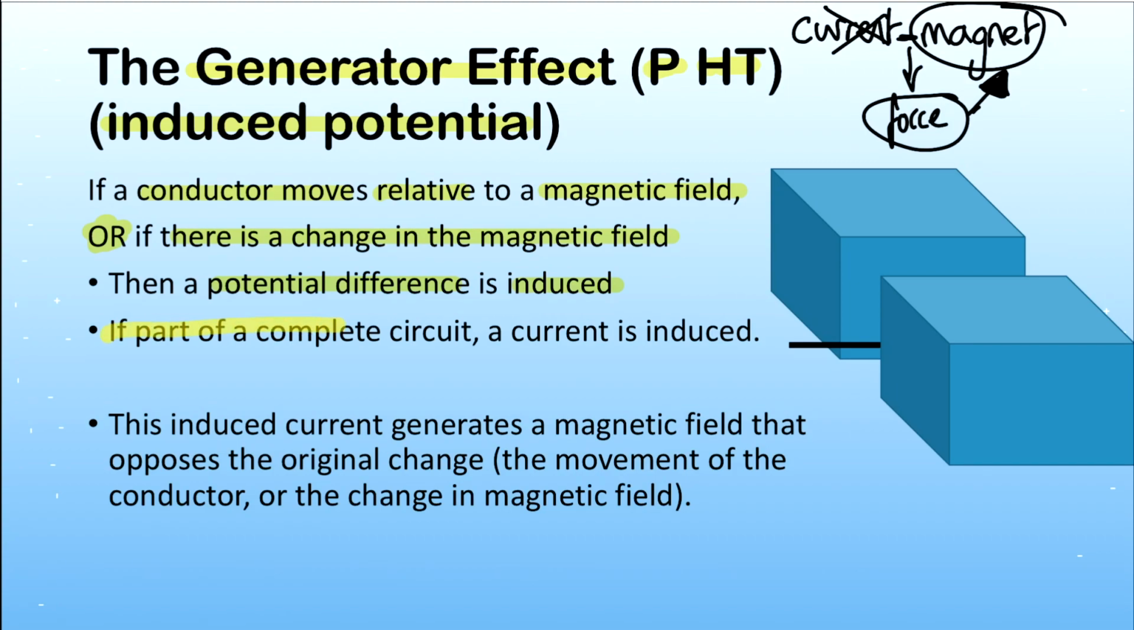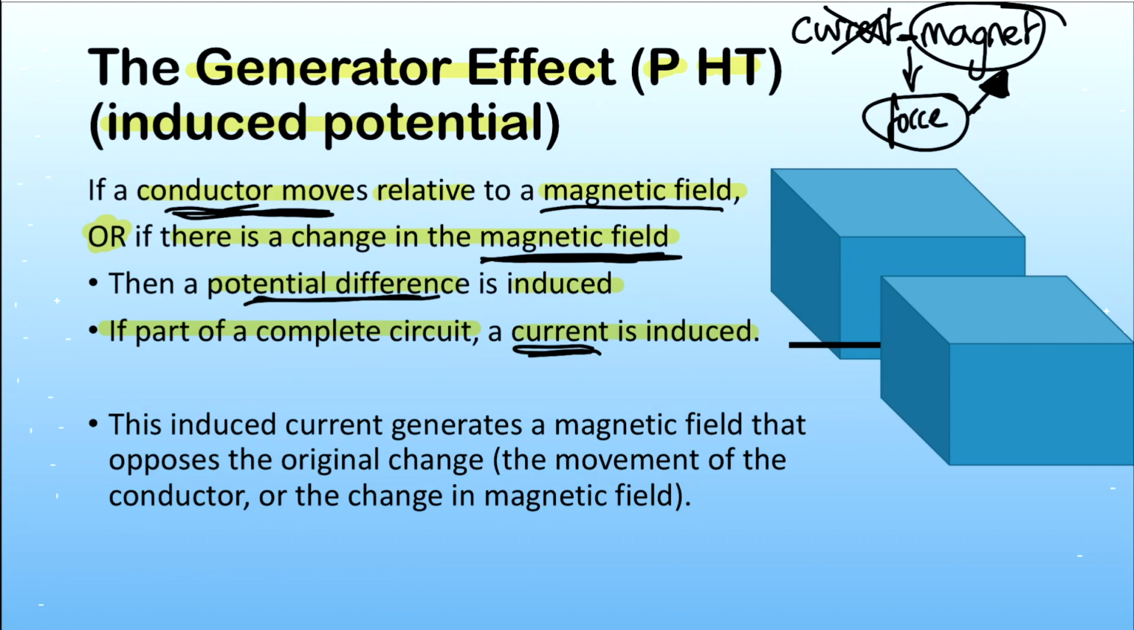Now, if it is part of a complete circuit, as in it's a full loop of a circuit, electrons can move all the way around this circuit, then we're going to get a current being induced too. So let's just review that a second. If the wire is moving through a magnetic field, we're going to get potential difference and a current. Or if we have a wire sat in a magnetic field and that magnetic field is changing, then we're going to get the potential difference and a current being produced.